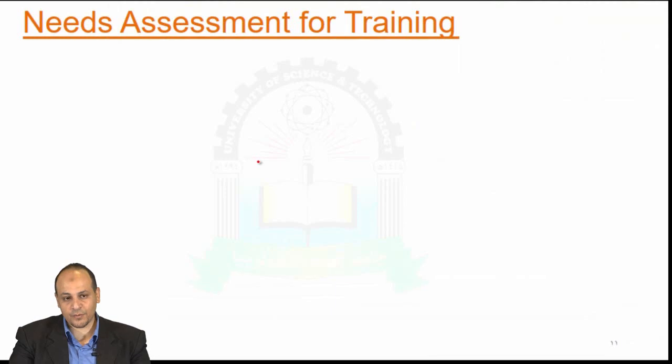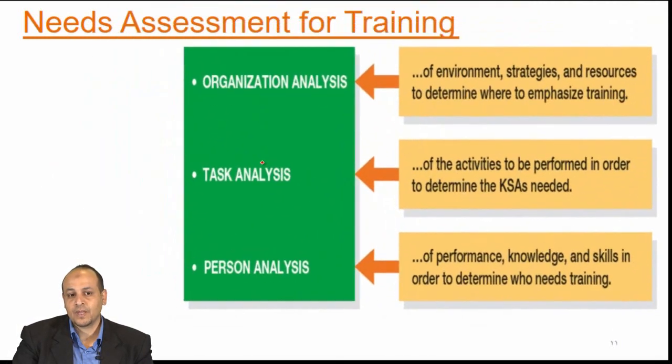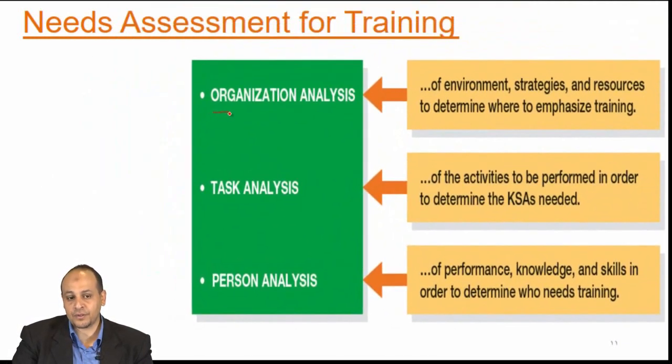Now the needs assessment for training here. We have three levels we have to consider. The first one is the organization, the task, and the person. For example, the environment, strategy, and resources determine where to emphasize training as you go to organization.